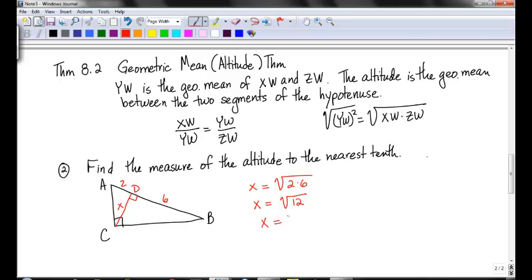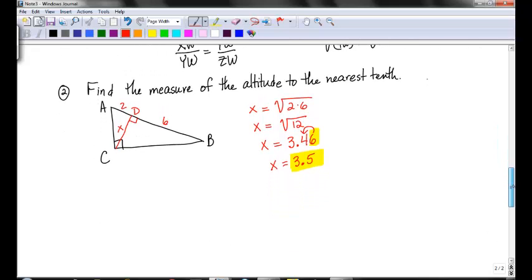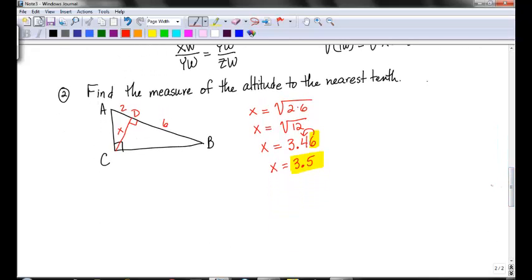To the nearest tenth? What was it, 3.46, and now round it to the nearest tenth? So final answer 3.5, right? Okay. Nearest tenth, they want you to take it to one decimal. You got to look at the hundredths place. If this is 5 or greater, you round it up. Okay. So the altitude is the geometric mean between the two parts of the hypotenuse.